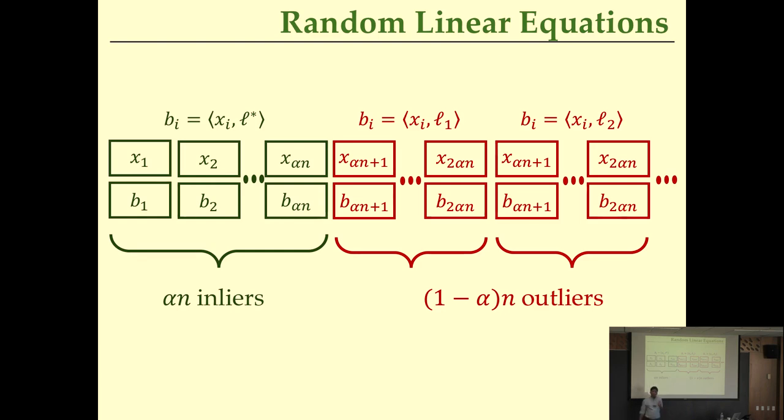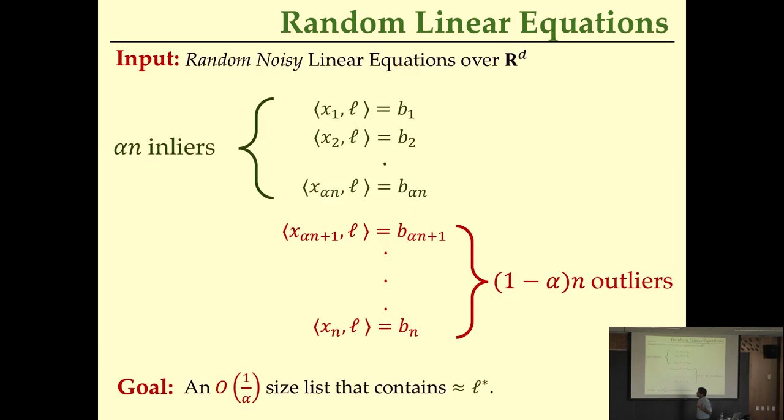But if any of you have seen list decoding of codes, the natural question to ask in this setting is not to find L star, but to find a small list that contains an element close to L star. Okay? In particular, the tightest possible size of the list that I can ask for from the previous example is 1 over alpha. Let's say I allow you a constant factor slack. So let's say I ask you to give me a list of O of 1 over alpha size that contains something close to L star. That's what I'm going to call the list decodable regression problem. Any questions about the problem?